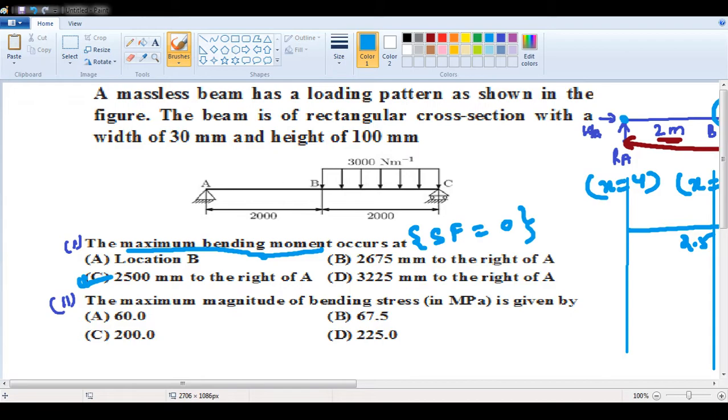Similarly, the second bit, what it is asking, you have to use the value M by I is equal to sigma by y. So from here we get the value of sigma, that is M by I into y. Put the value, and when you calculate you will get 67.5, right? Is that clear to all? If there is any question, you can ask me. If anyone hasn't understood, I'll repeat, that's not a big issue.